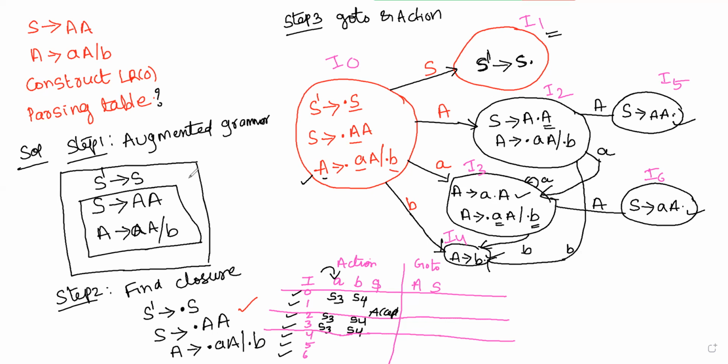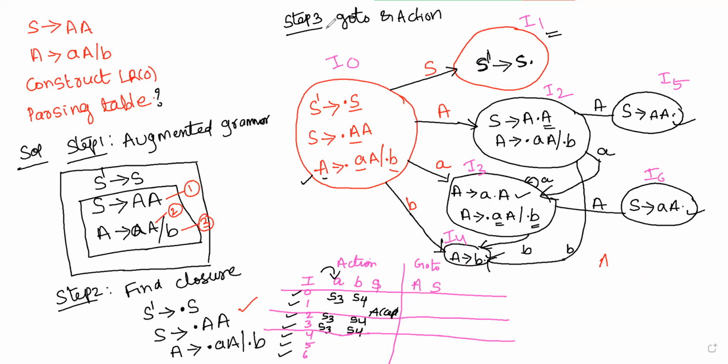So now I'm numbering these. This is the first production, this is the second production, this is the third production. Now, what is the value of I4? A tends to B dot. So the final item is A tends to B dot. It is a final item. Now what you have to do?